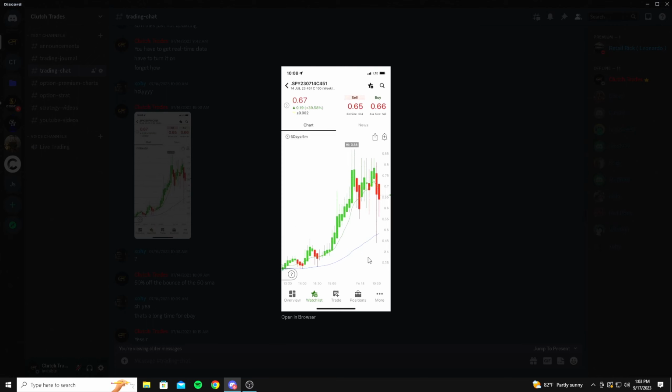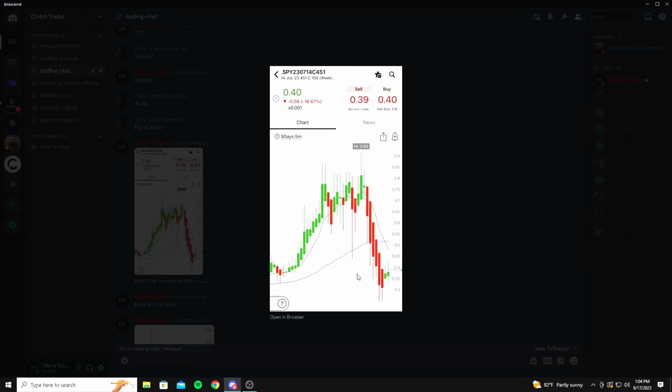And then right here, another dip to the 50 SMA, and look what happens. Immediate bounce of like 50%. Crazy moves. And then in this case right here, we ended up bouncing like 50% off of there, and look at that move. That's over 100% right there.